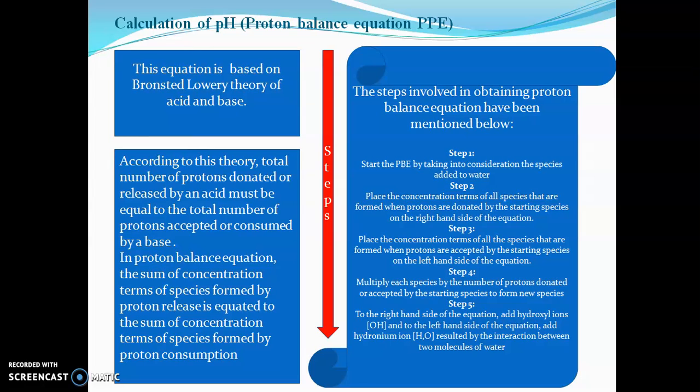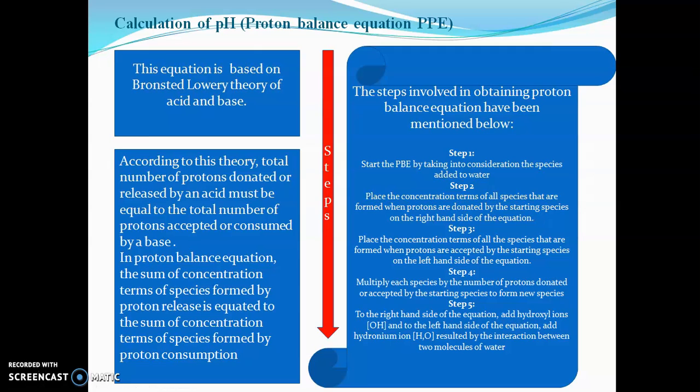In this equation, the following steps are required to calculate the pH. Step 1. Start the proton balance equation by taking into consideration the species added to the water. In second step, place the concentration terms of all the species that are formed when protons are donated by the starting species on the right side of the equation.